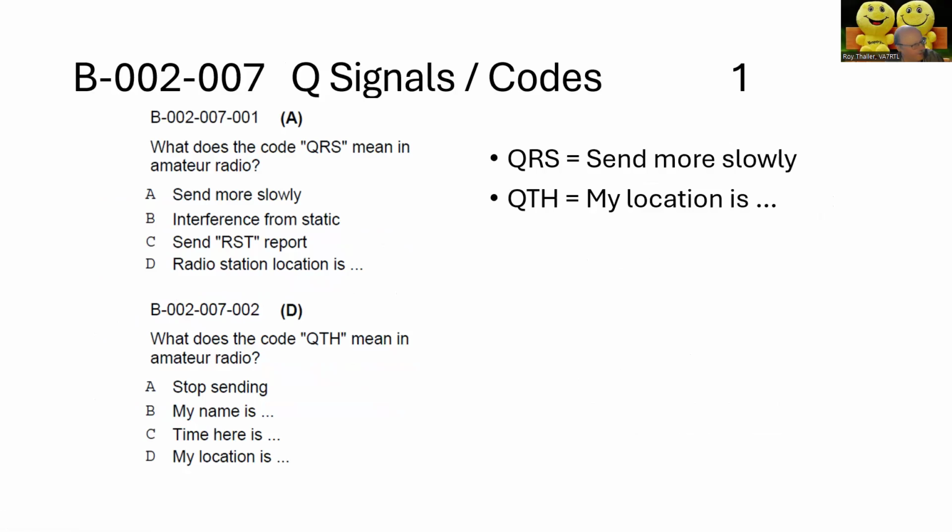So now we get into a section on Q codes. And this was mainly used for Morse code, although some people do use it for voice. So there are quite a few Q codes, but here are the ones that are on the exam. So what does the Q code QRS mean? So QRS means A, send more slowly. What does the Q code QTH mean? So QTH means my location is.